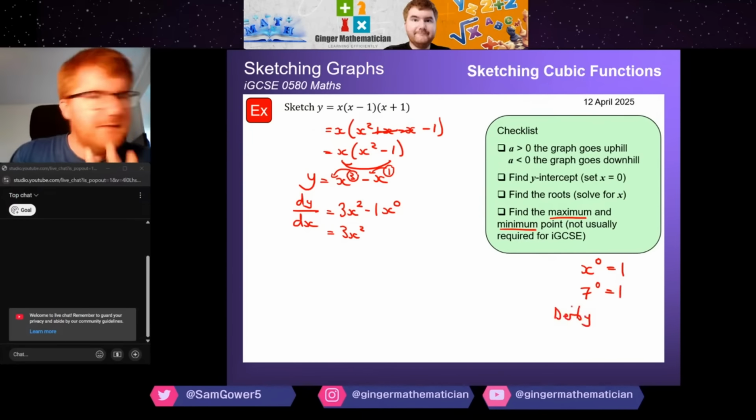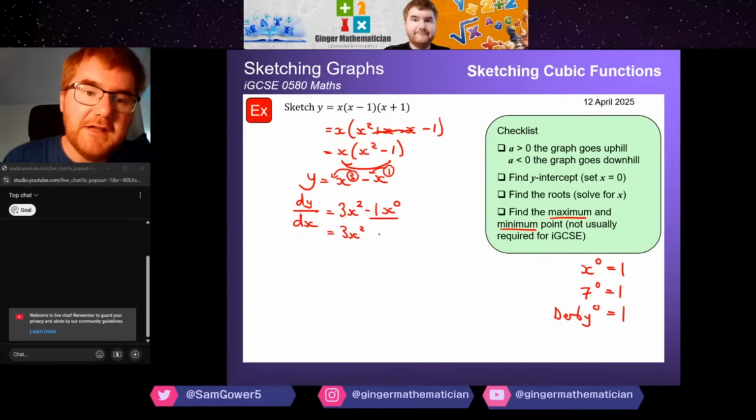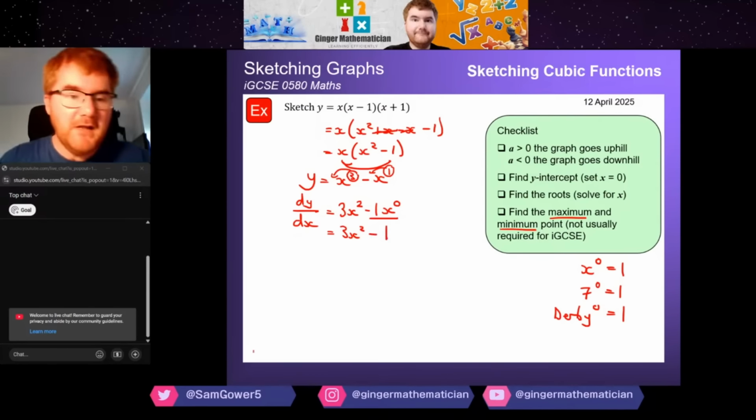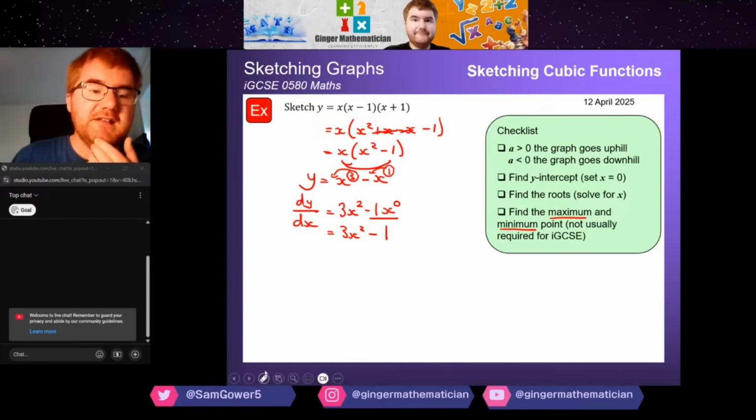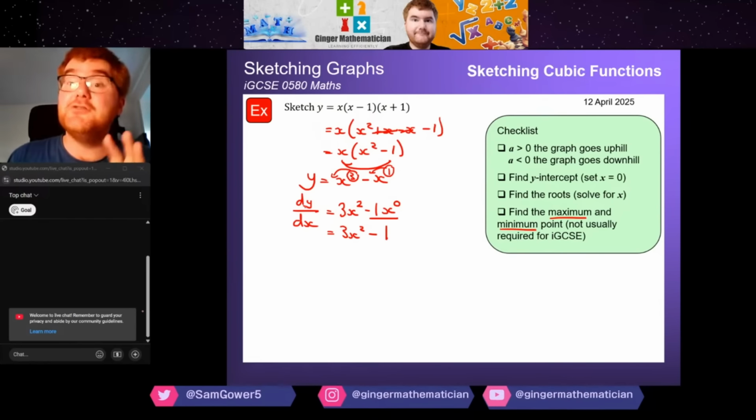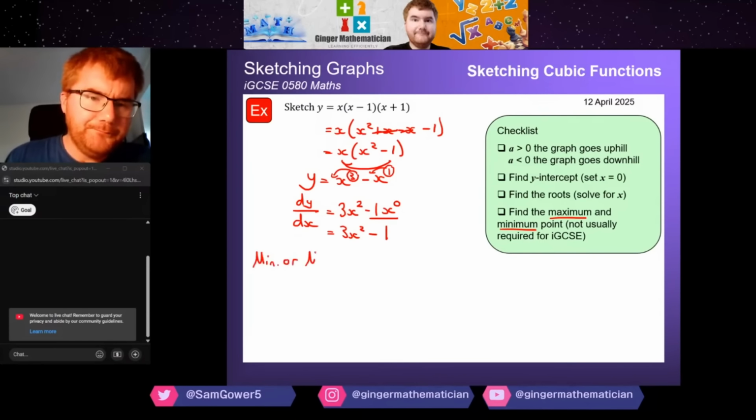So anything to the power of 0 is 1. And so this term here just becomes minus 1, like so. So we've now found the derivative of the function. Now, why do we care about such things? The reason is to find any stationary points, so minimum or maximum. So I'll use min or max.